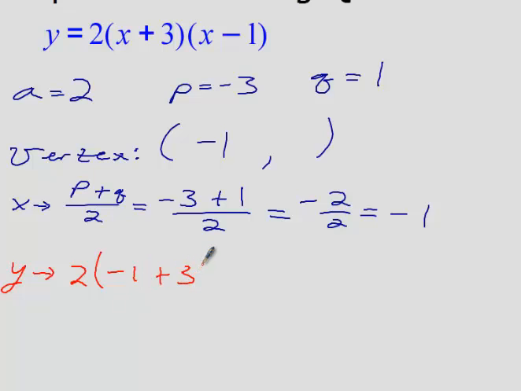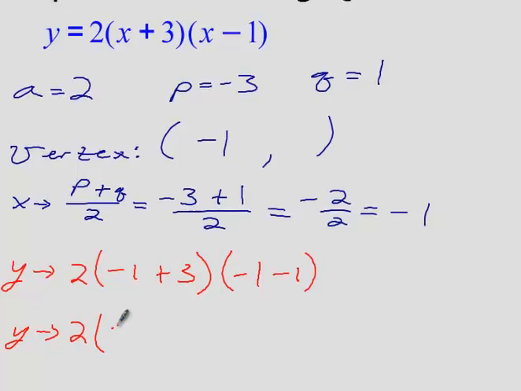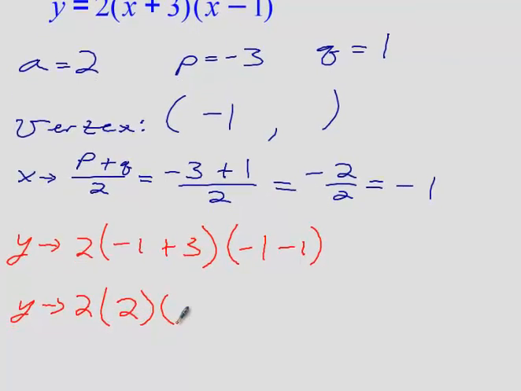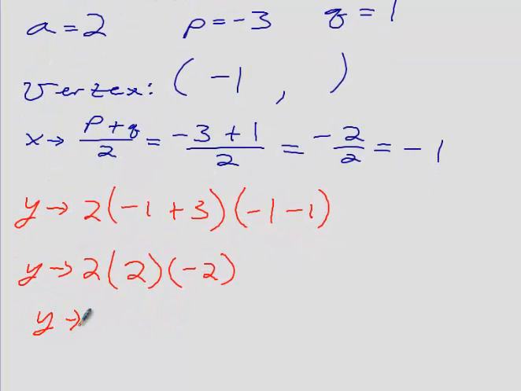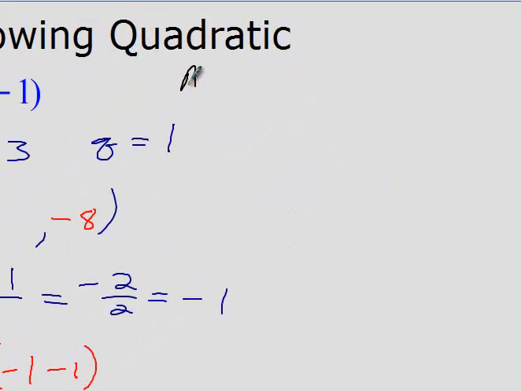So I get 2 times the quantity of -1 plus 3, times the quantity of -1 minus 1. Order of operations says I do what's inside the parentheses first. So what's -1 plus 3? 2. What's -1 minus 1? -2. And now I just evaluate. So what's 2 times 2 times -2? So my y-coordinate is -8. I need to find my axis of symmetry.